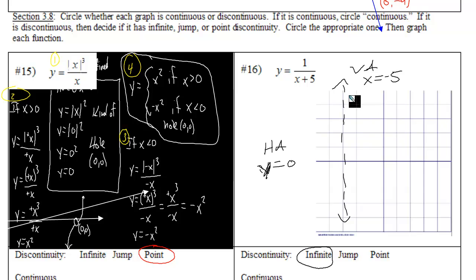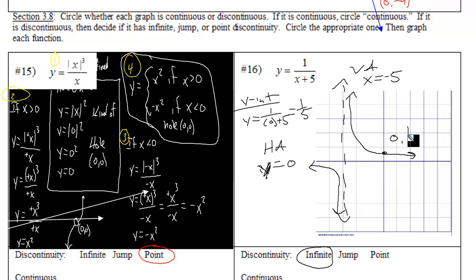And the curve looks like this. It says a y-intercept. To find that y-intercept, simply put 0 in for your x values. You get 1/5. Done.